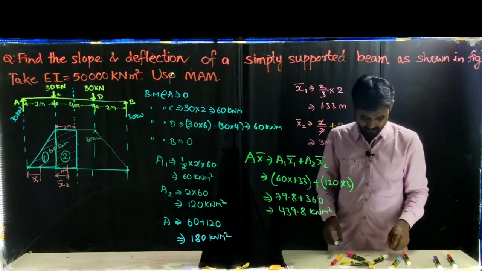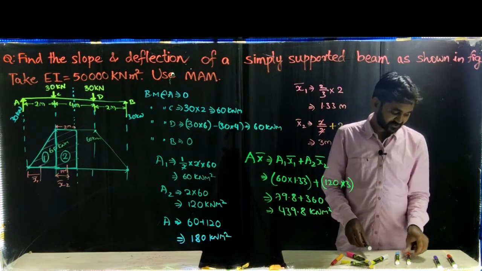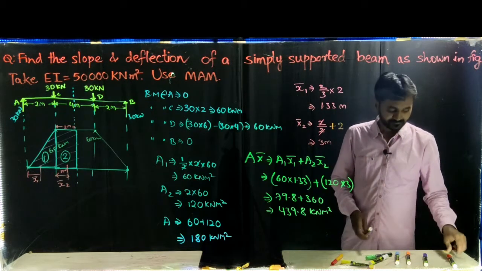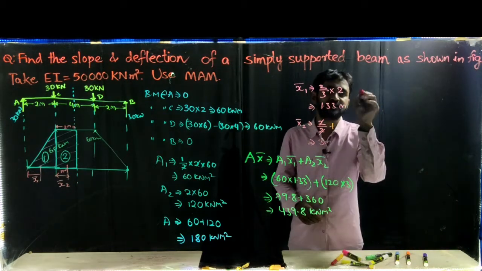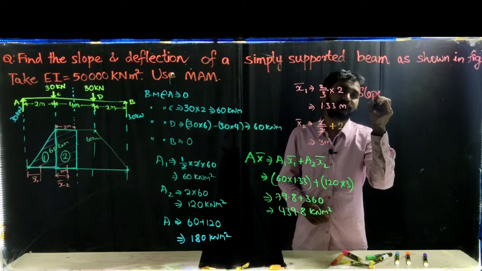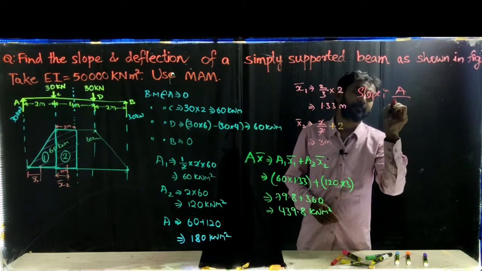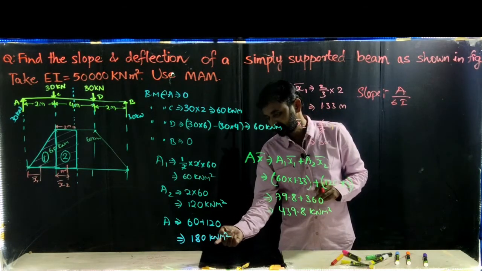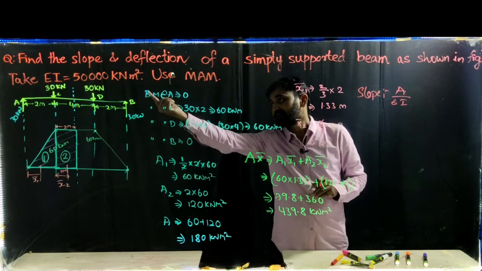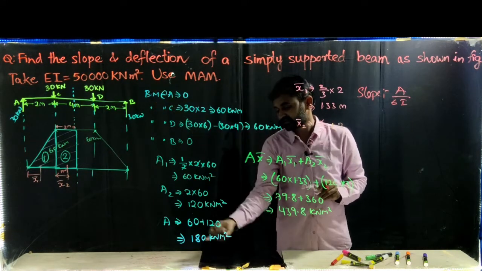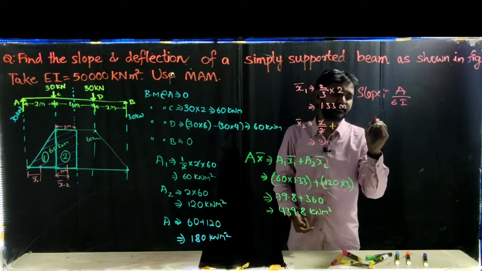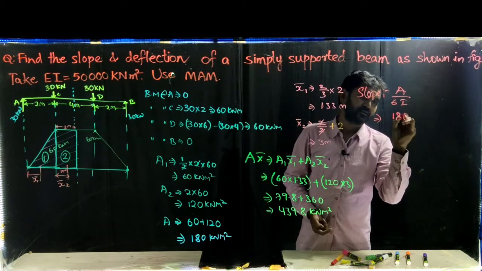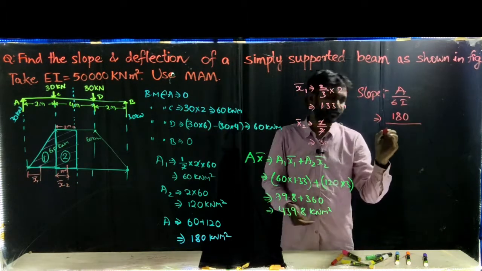Now we have to solve the slope as well as deflections. So what is the formula of slope? Slope is nothing but A by EI. You got the value of area 180 kilonewton meter square, and EI is also in kilonewton meter square, so you can simply put the same formula. So that is 180 by 50,000.